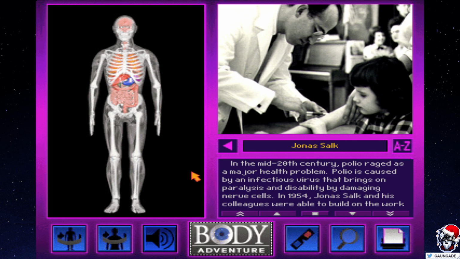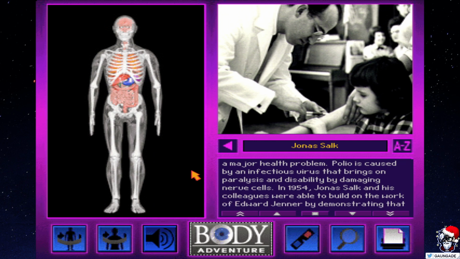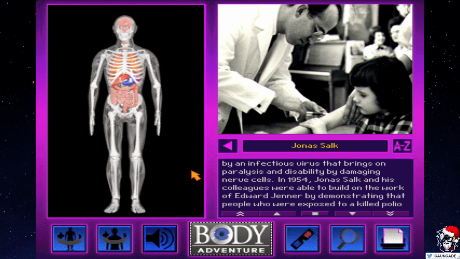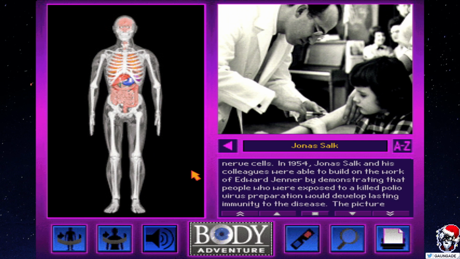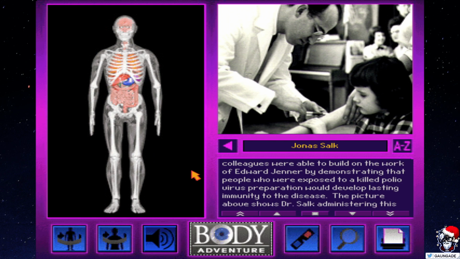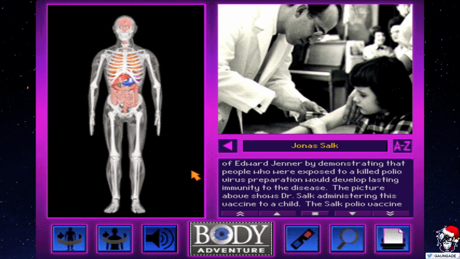Jonas Salk. In the mid-20th century, polio raged as a major health problem. Polio is caused by an infectious virus that brings on paralysis and disability by damaging nerve cells. In 1954, Jonas Salk and his colleagues were able to build on the work of Edward Jenner by demonstrating that people who were exposed to a killed polio virus preparation would develop lasting immunity to the disease.